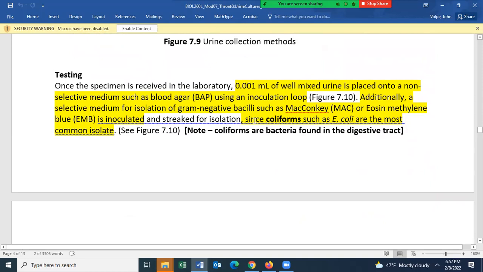Once a specimen is received in the lab, 0.001 mL, or 1/1000th of a mL, of the urine is placed onto a non-selective media such as blood agar using a special inoculating loop that only measures 0.001 milliliter.